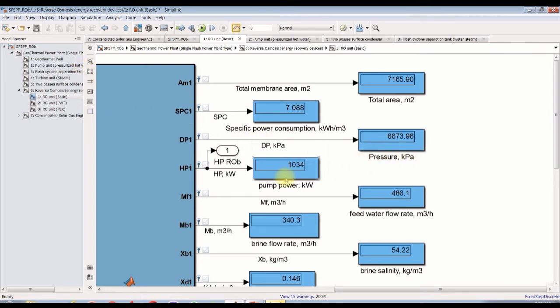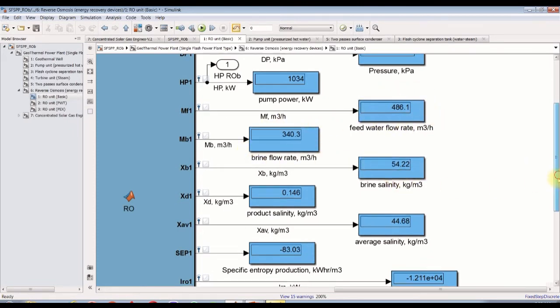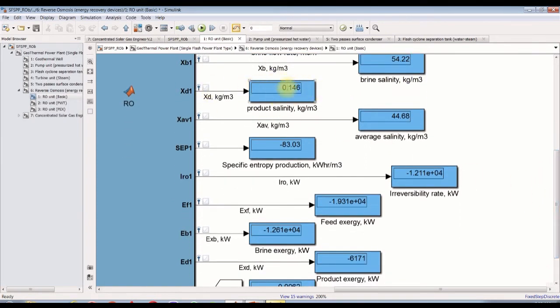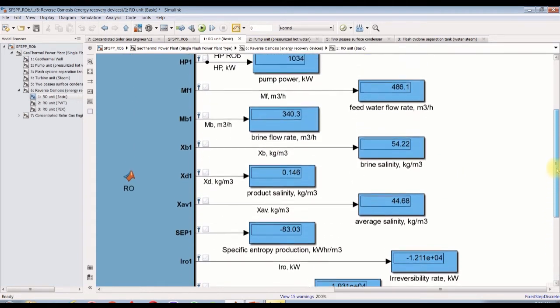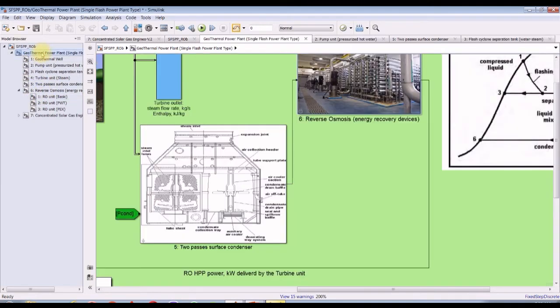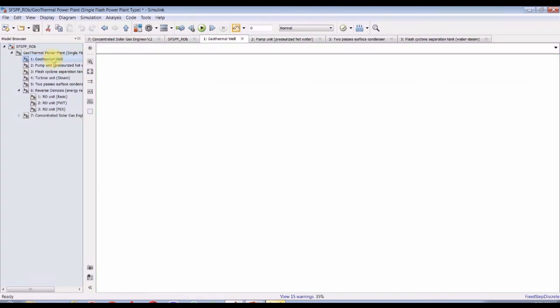Sure, you can discover what your needed mass flow rate is, what the brine mass flow rate is, the salinity of the brine, the salinity of the distillate product. This is quite interesting. Also the exergy of the feed, exergy of the brine, exergy of the distillate, and so on. Okay, let's go for our plant. Let's discover our results from the geothermal well.